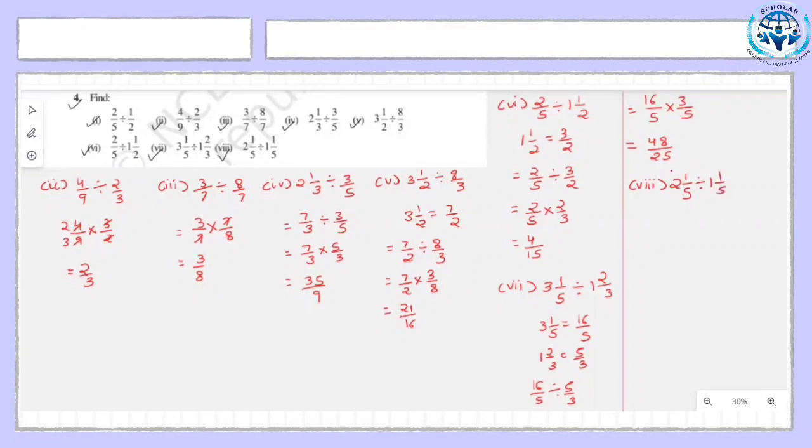Two 1 by 5 divided by 1 by 5. 5 2 ja 10, 10 plus 1 is 11, 11 by 5 multiplied by 5 1 ja 5, 5 plus 1 is 6, 6 by 5, that means 5 by 6. Five 5 cancel, the answer is 11 by 6.